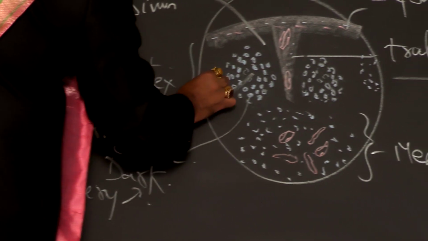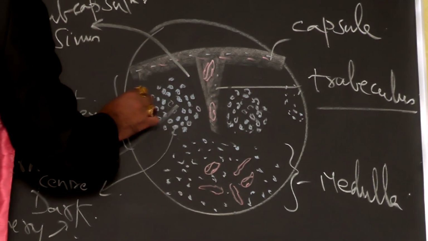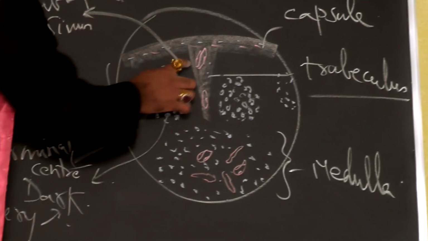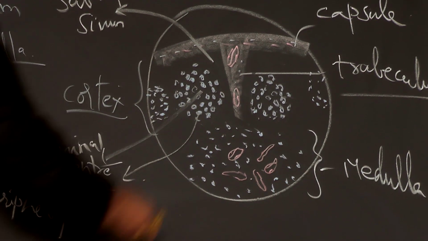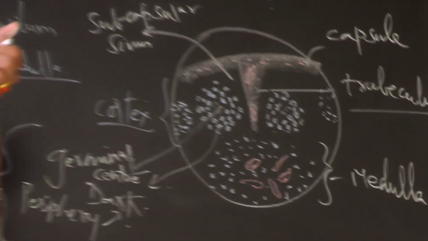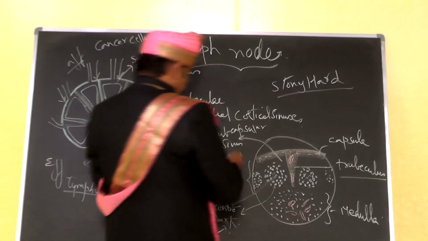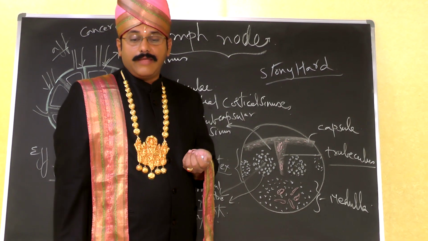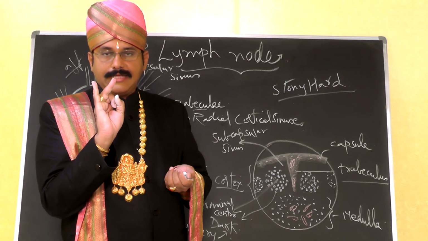And then here you see, what do you have? You have got the subcapsular sinus, okay? The subcapsular sinus which is extending into the cortex in the form of radial cortical sinuses, and that is again extending into the medulla. Are you able to understand something? Good. So this is in short about the identification of lymph node under a microscope. So you will tell capsule, subcapsular sinus.